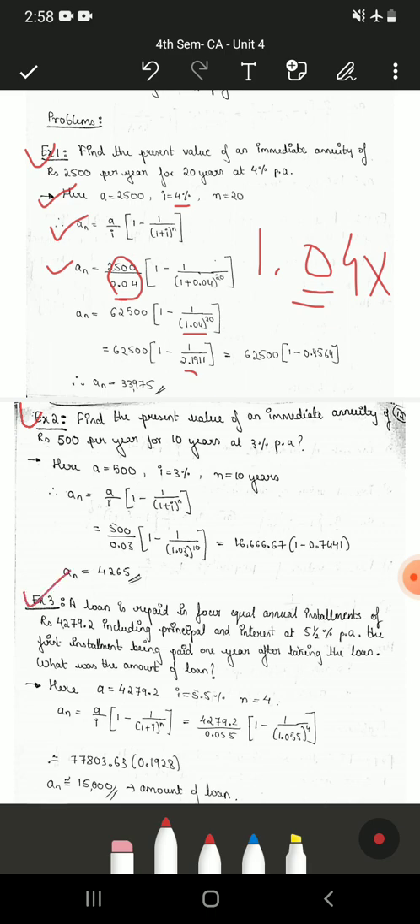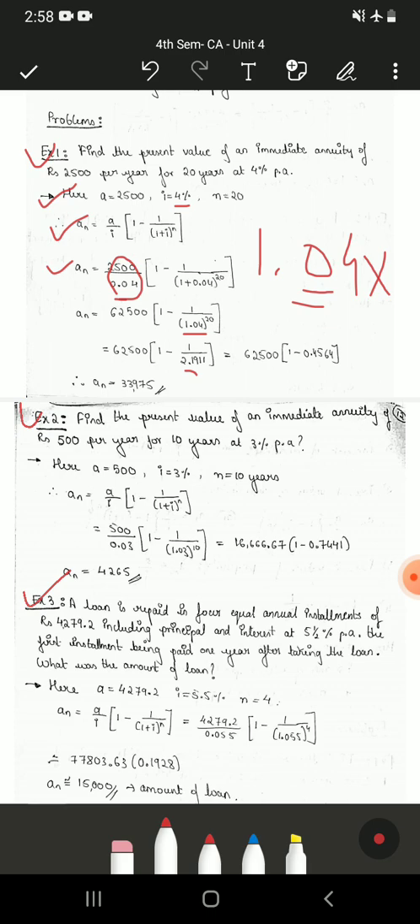So the third question is: a loan is repaid in 4 equal annual installments of rupees 4,279.2, including principal and interest at 5.5% per annum. The first installment being paid 1 year after taking the loan. What was the amount of loan?